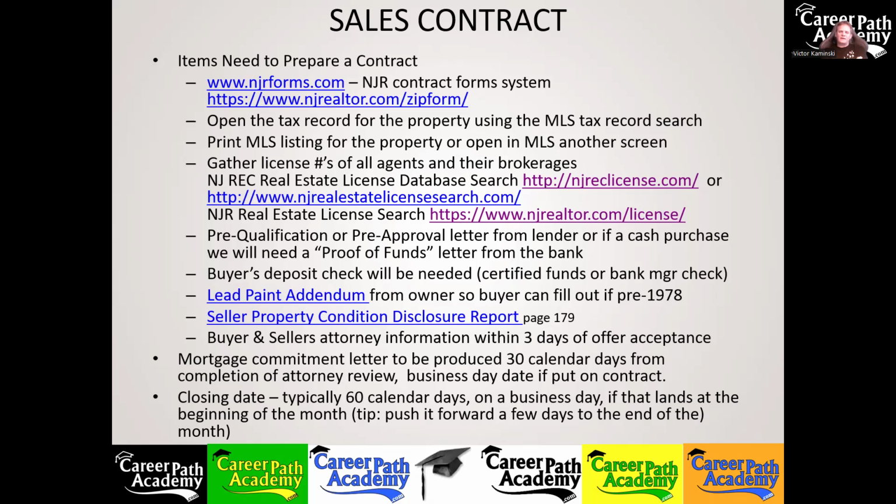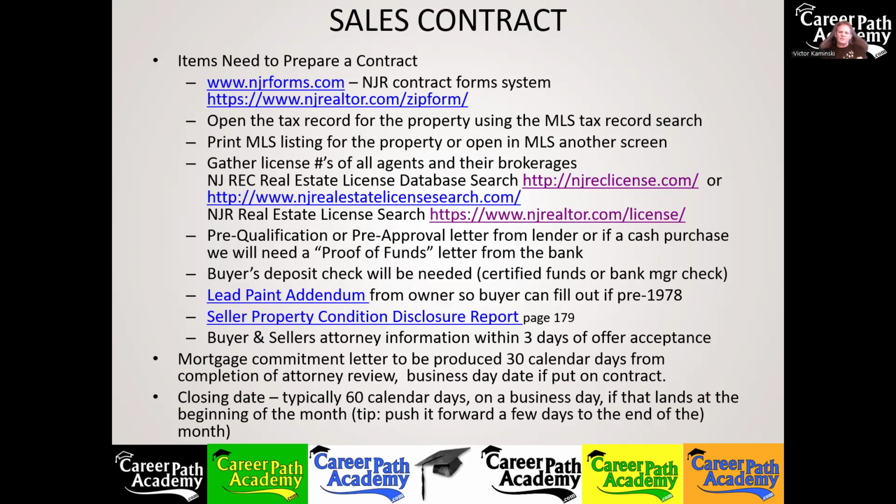We should get the lead paint addendum from the listing agency. If the property was built prior to 1978, they should have a lead paint addendum there that was first filled out by the owner. Often we could just look in the MLS and it's there for downloading under additional documents. But if the agent never uploaded it, we're going to need to call them to have them fax it over or email it to us so that we could print it and then have the buyer read it and then sign it, as well as that seller property condition disclosure report, if available.